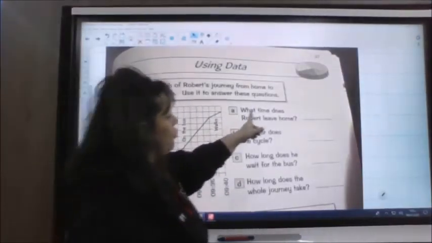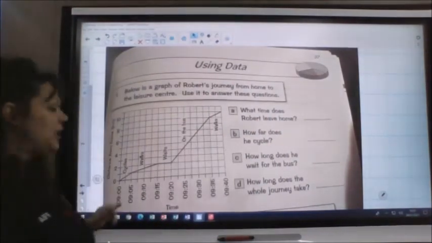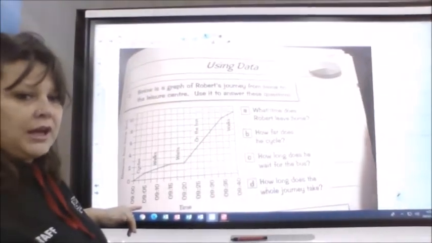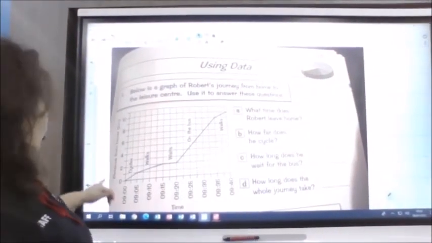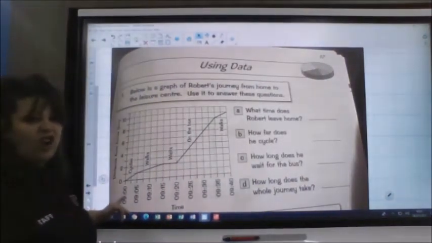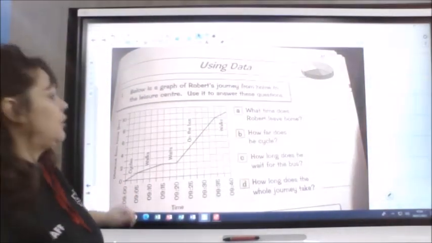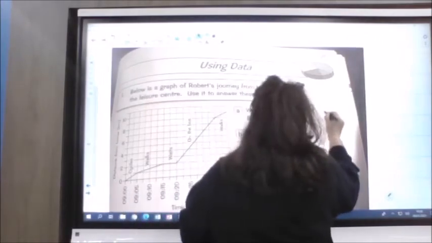So the first one says, what time does Robert leave home? So we're looking at our graph at a time when he does absolutely nothing. So what time is he not doing anything? Well, that's 9 o'clock. That's when he starts his journey. Okay, he's still at 9 o'clock. So 9 a.m.